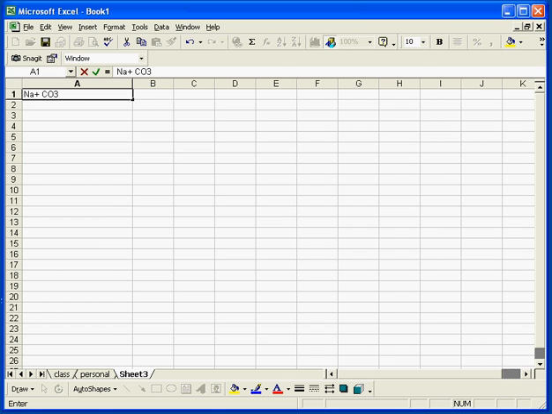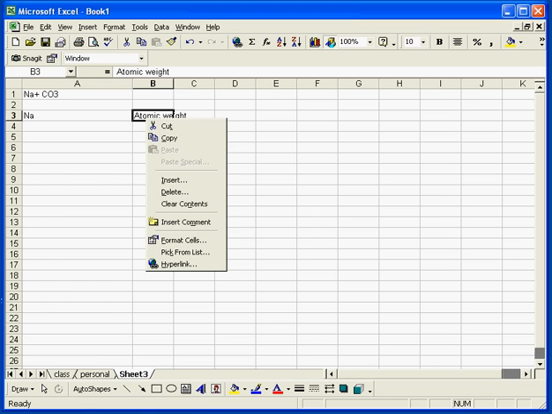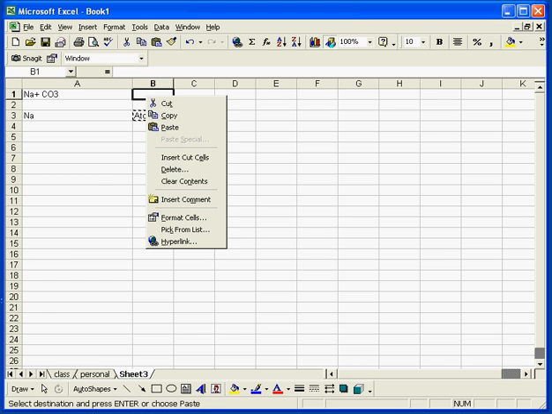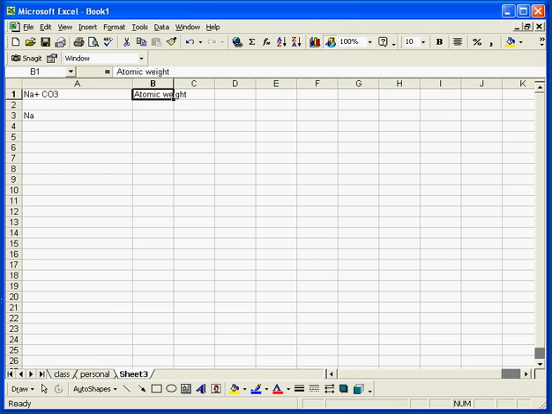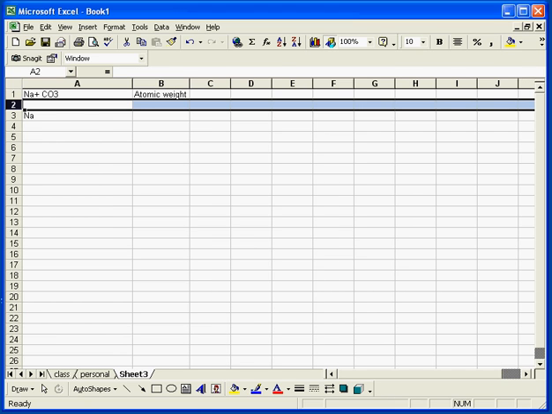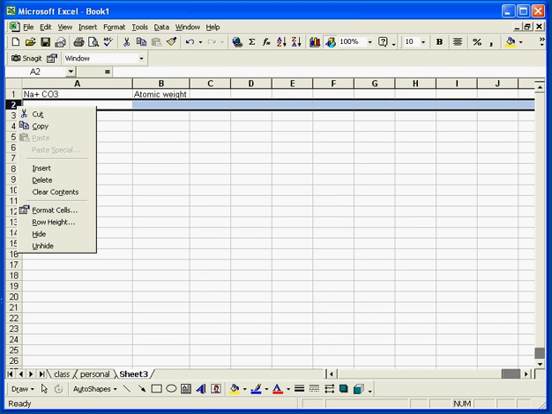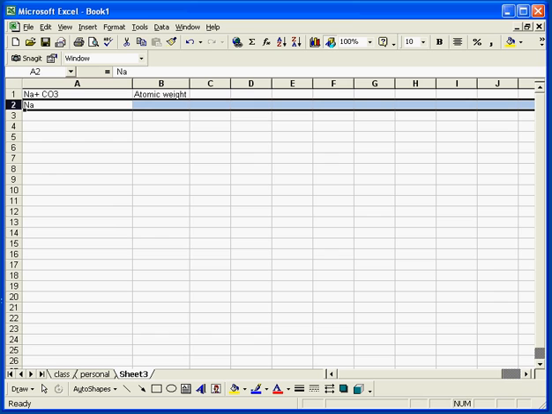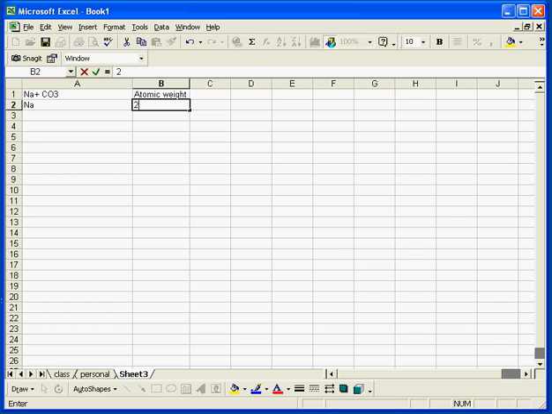All right, so what do we need to calculate? Well, we know sodium, and we need to know its atomic weight. Actually, that should have been up here at the top. And I want to get rid of the little space in between, so I'm going to delete. Now sodium's atomic weight is 23.